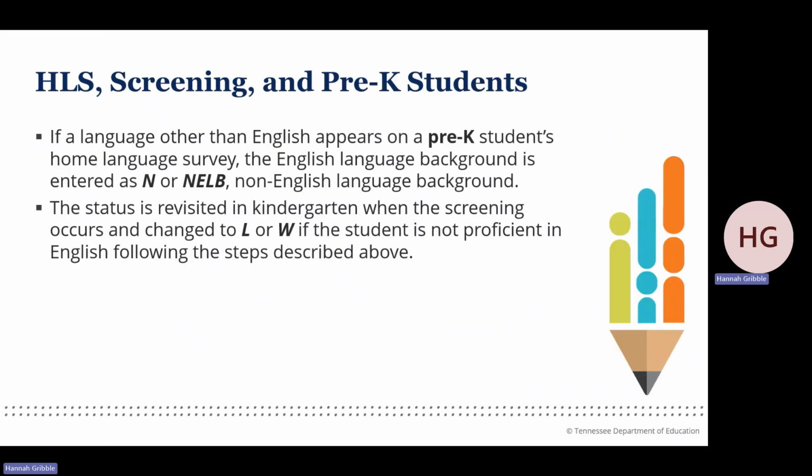If a language other than English appears on a pre-K student's home language survey, the English language background is entered as N or NELB, non-English language background. The status is revisited in kindergarten when the screening occurs, and it is changed to L or W if the student is not proficient in English, following the steps described above.